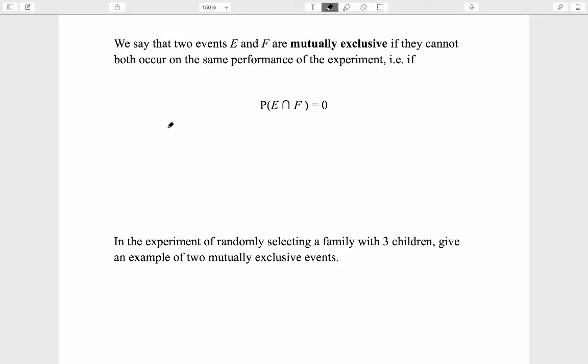We say that two events E and F are mutually exclusive if they cannot both occur on the same performance of the experiment. In other words, the probability that E and F both occur, P of E intersect F, equals 0. This means that when we write out the events E and F as sets of outcomes, they have no outcomes in common. In other words, E intersect F is the empty event. There are no outcomes in common between these two events. We could also write this empty event by this symbol that we've seen earlier, the null event.